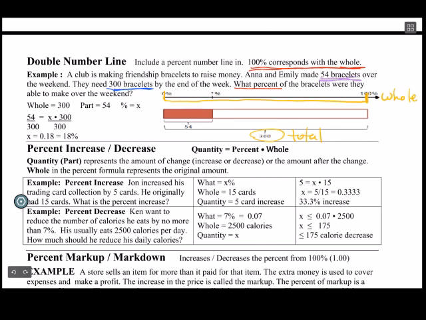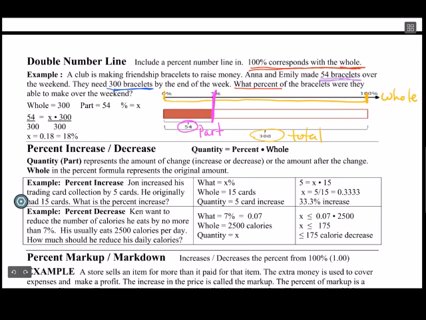Now, the number of bracelets that they made over the weekend is 54. And we can make an estimate here of this 54 and say we want what percent of the total is our 54 bracelets. So this is going to be our part. You don't have to be exact in placing your part on this second number line, but you can do your best.